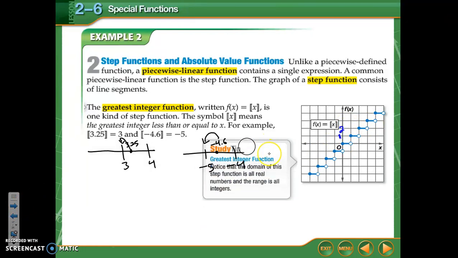This is just a tip to remember. When I graph the greatest integer function, the domain is all real numbers. I'm allowed to plug in any x I want here, but what I get out is always going to be integers. So the range of this function is all integers.